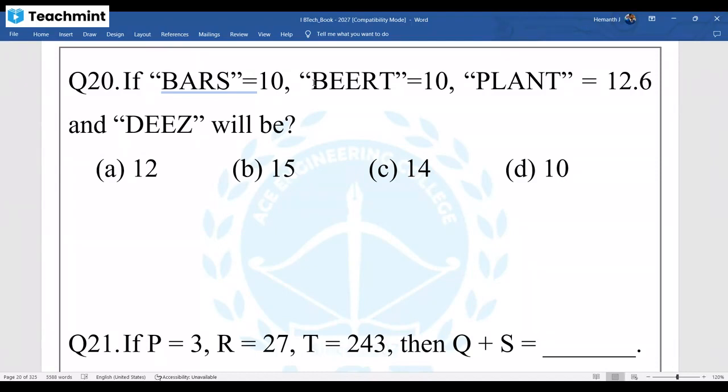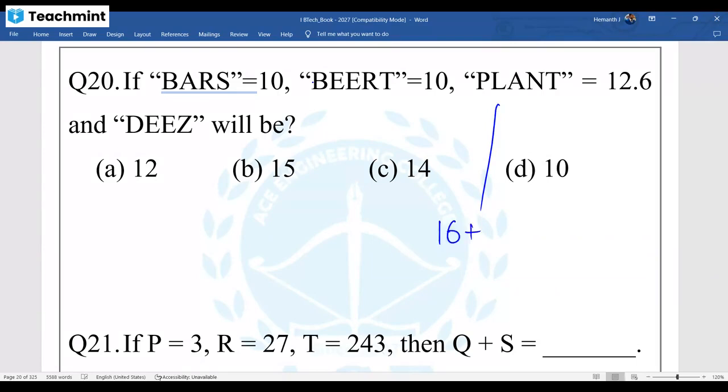So your Bar C is given as 10, DERP is 10, Plant is 12.6. So we have 12.6 there. Some decimal is involved means division. But there is one new logic which should be present in your mind to create other questions also. See, Bar is 10, fine, good. Plant is 12.6, why is Plant 12.6? P value how much?